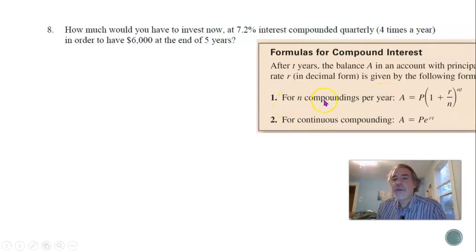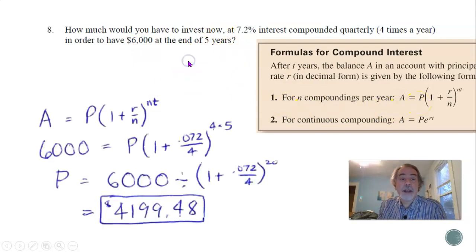So we're back to using the first formula because we're compounding 4 times a year. So that's this first formula where n is 4. The interest rate is 7.2%, so we're putting in 0.072 for r. 5 years means we're putting 5 in for t. We want to have $6,000 at the end, so A is 6,000, and the amount to invest now, the P, is what we're trying to find.